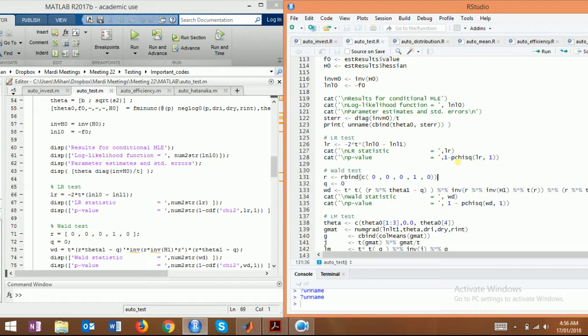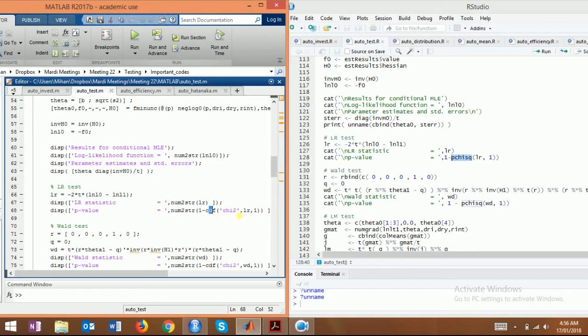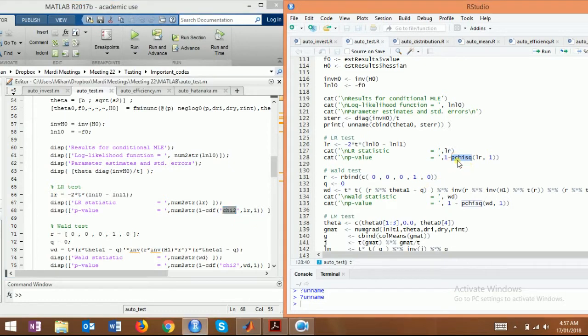That's all. 1 minus p chi-square. Instead of CDF, we are saying p. For chi-square it has a different function. You see, CDF can have different methods. We just have to change what method we want here. But here, on the other hand, in R we have a different method for chi-square. So 1 minus p chi-square.